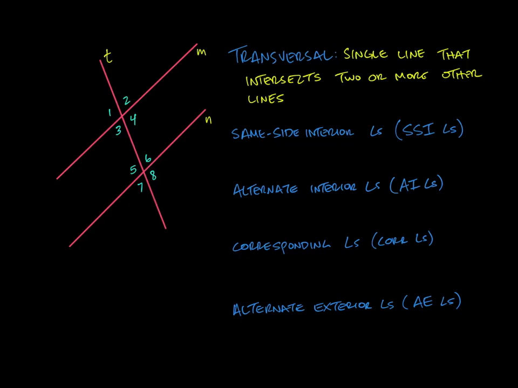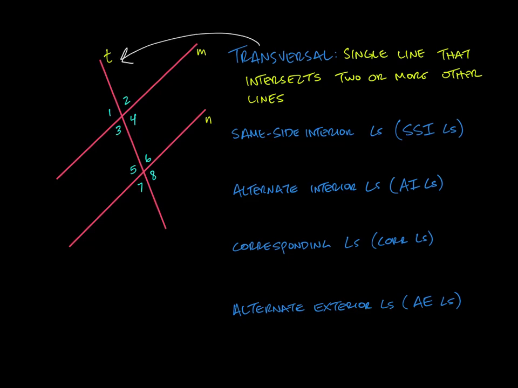So if we take a look at the picture over here, we have two lines, line M and line N, and then we have another line that's crossing over those two lines called line T. So two lines with another line crossing over them right here. What that means is that line T is serving as a transversal.